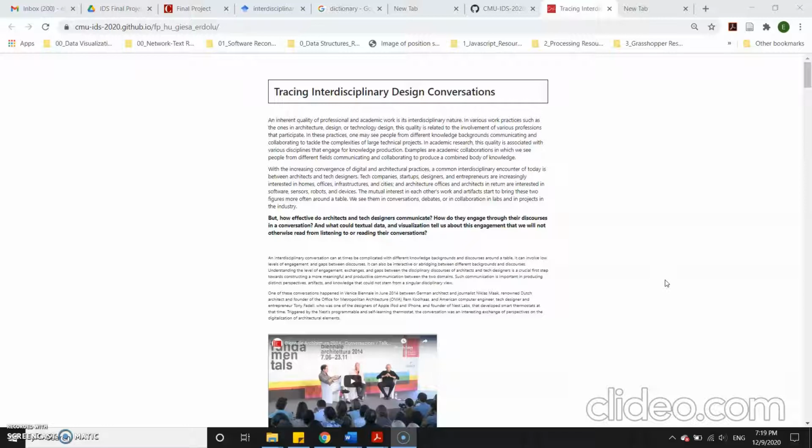We want the user to walk through our interactive narrative of the case conversation, trace it, and learn about these insights. In this case, the user could be an architect, a tech designer, or a researcher who is interested in language, interdisciplinarity, or social interactions.